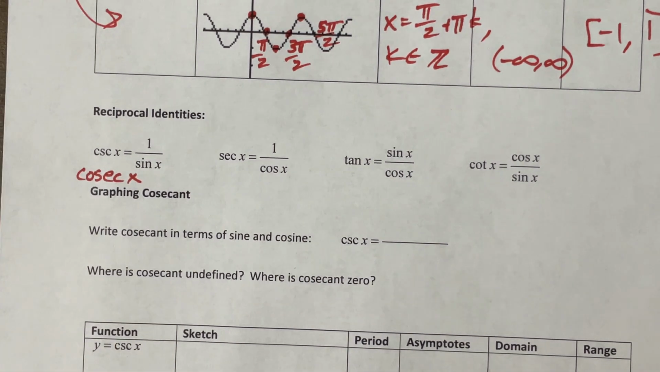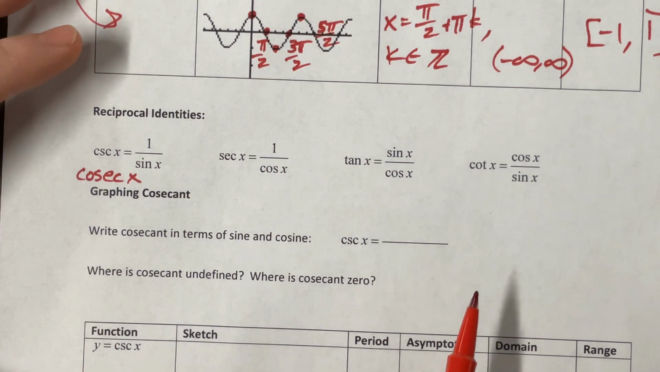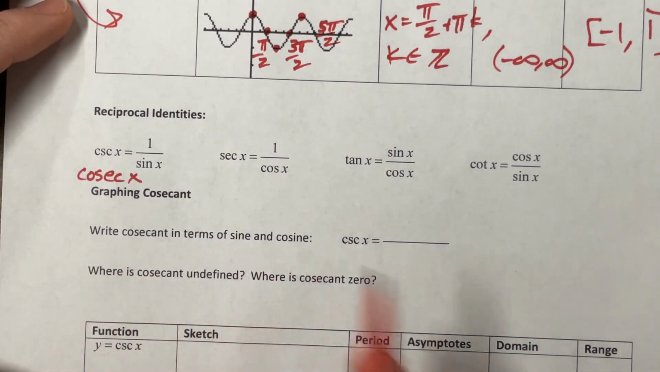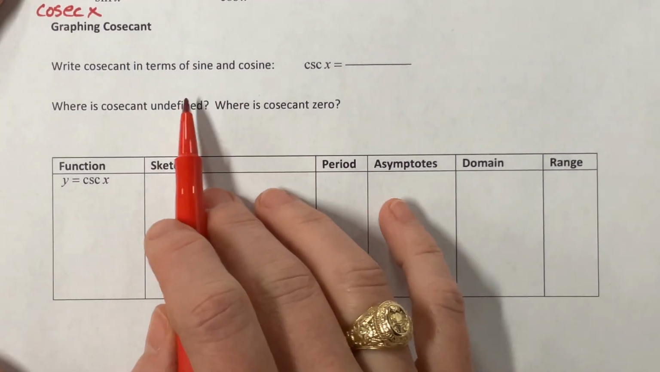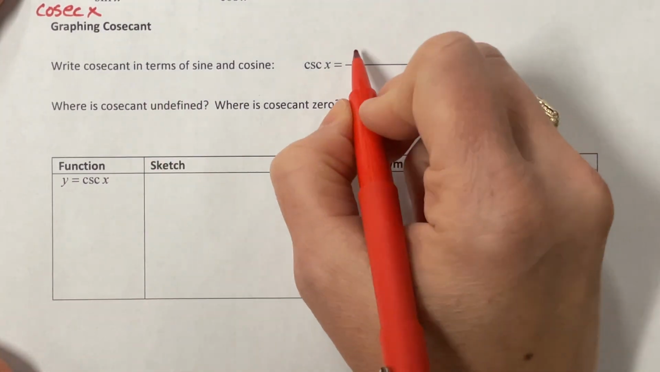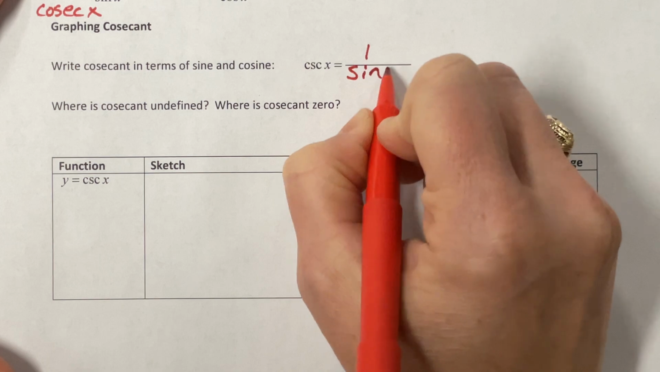So if you're listening to me going, what are you talking about, then you need to go back and watch some of my previous videos. Okay, so we're going to start by graphing cosecant, and we're going to write it in terms of sine and cosine. So this is 1 over sine of x.